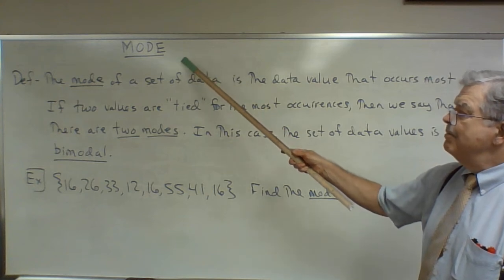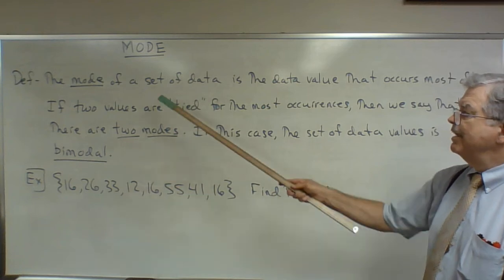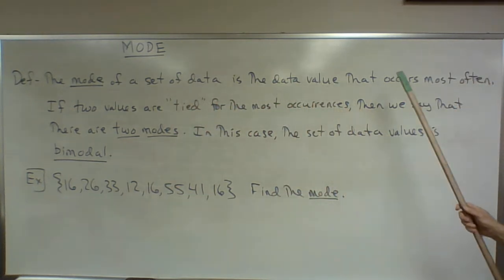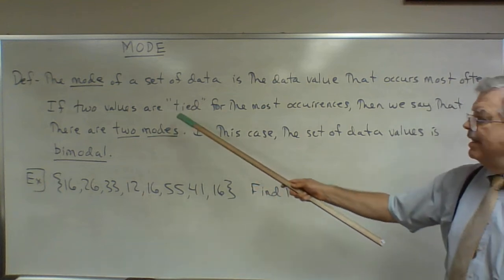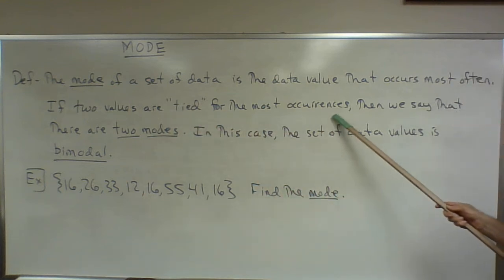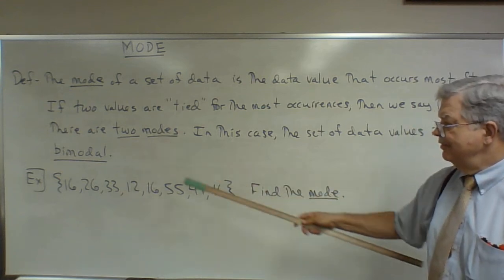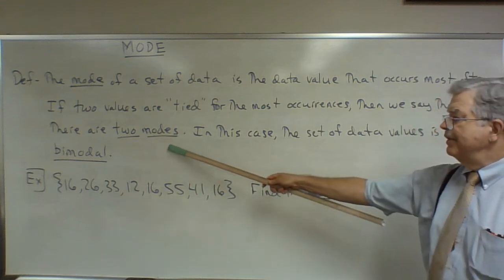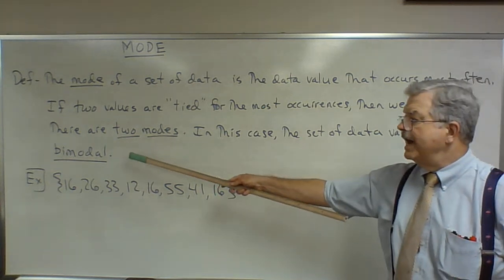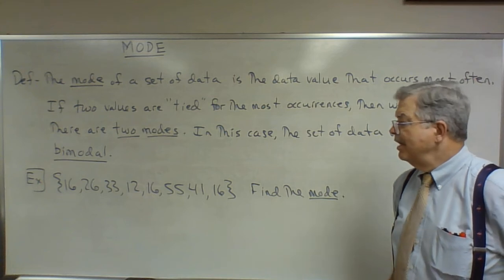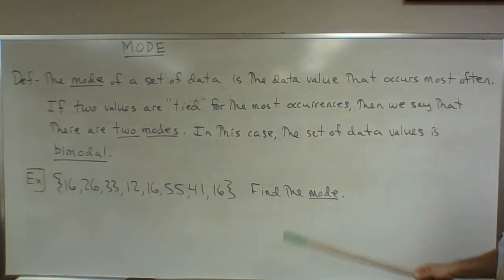We're going to talk about mode, and we're only going to give consideration to numerical data. The mode of a set of data is the data value that occurs most often. If two values are tied for the most occurrences, then we say that there are two modes. In this case, when there are two modes, the set of data values is bimodal. We have a set of data values here. Let's find the mode.